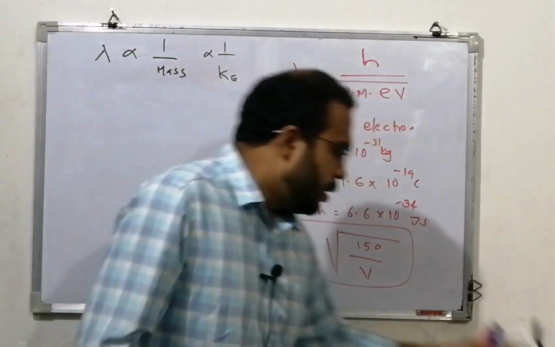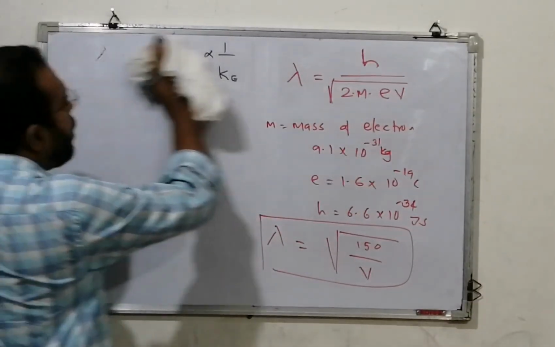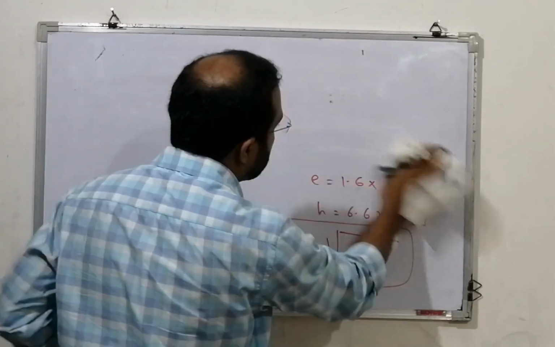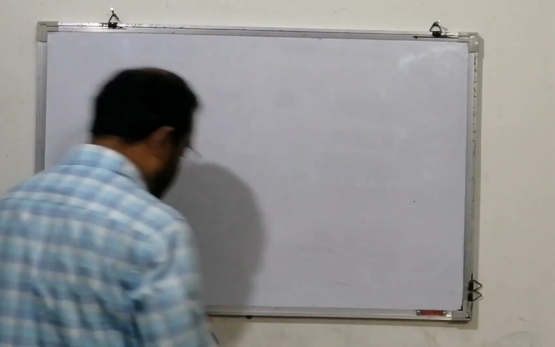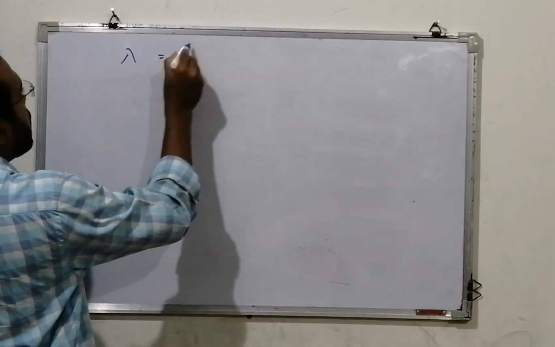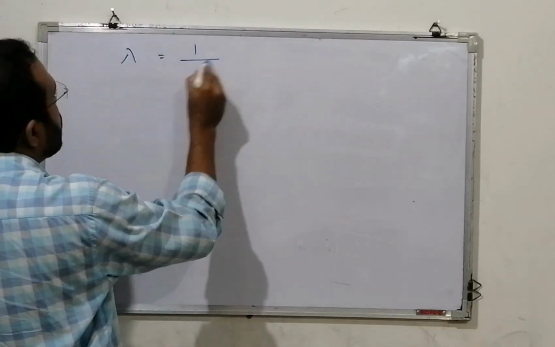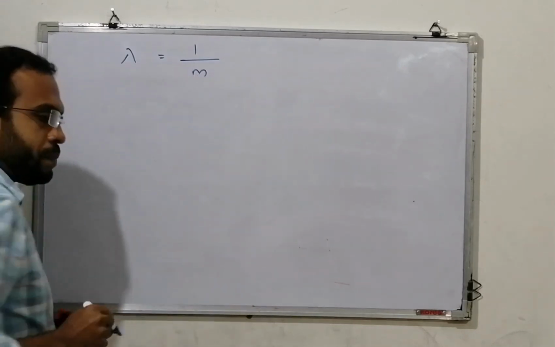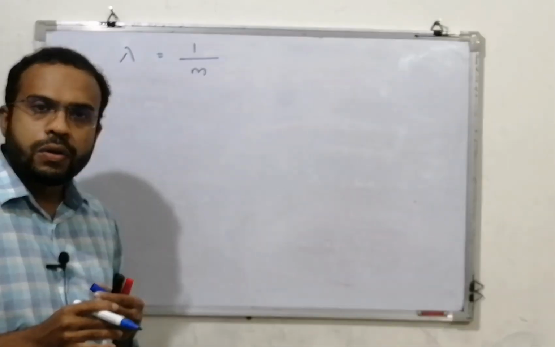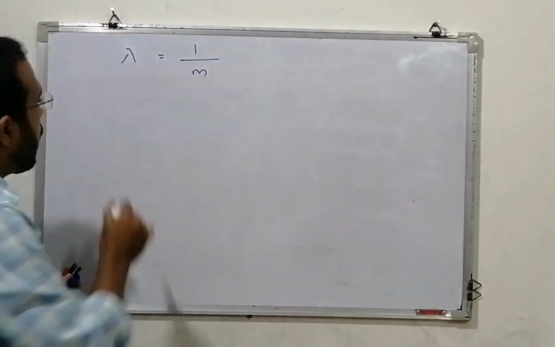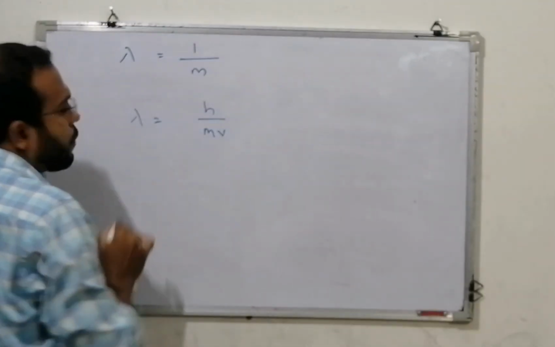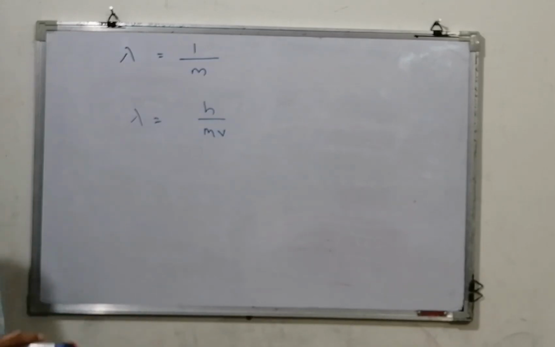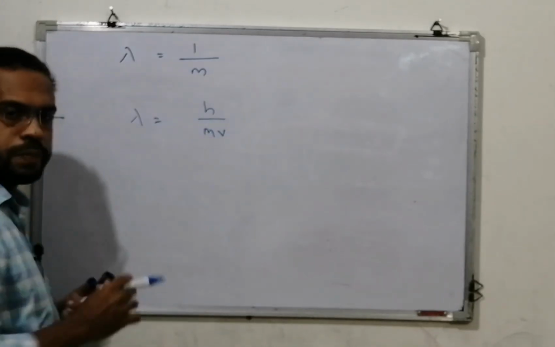Okay? Yes, but this wave and wavelength will be significant only when their mass is very low, because lambda is inversely proportional to mass. Lambda is equal to h by mv. It is inversely proportional to mass, so the wavelength is large when mass is very less.